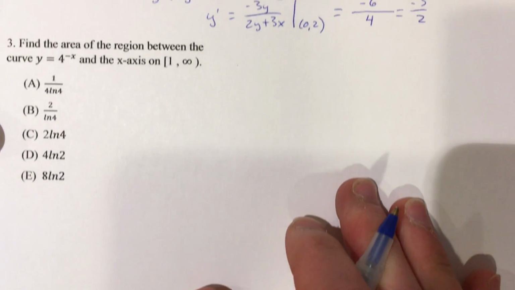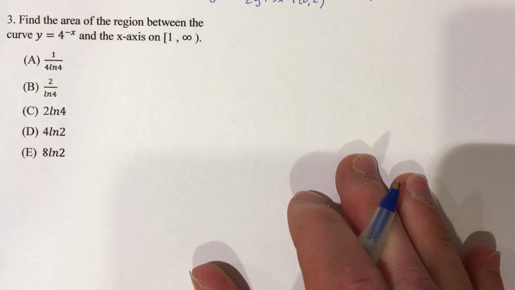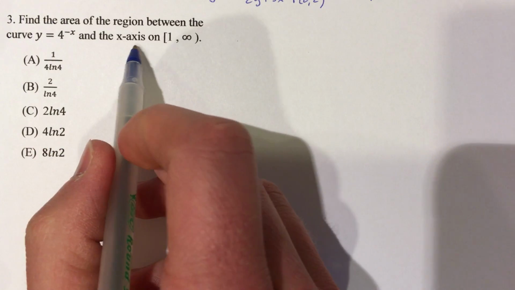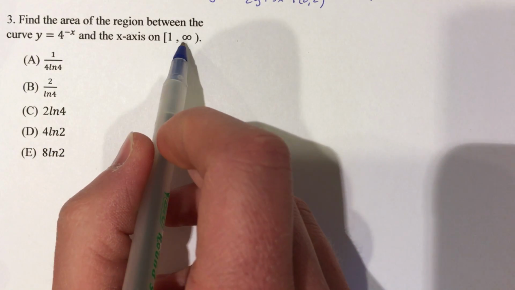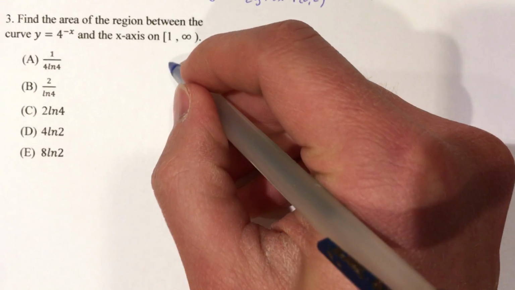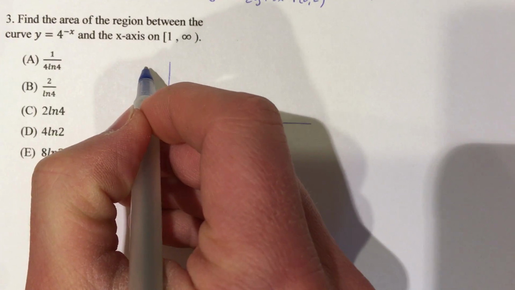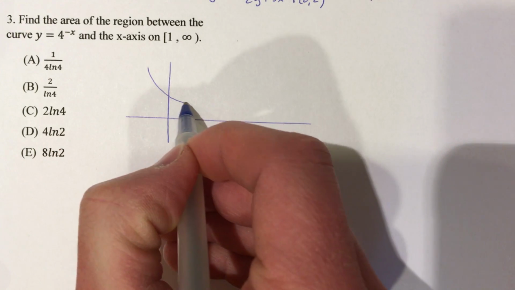Number 3. Find the area of the region between the curve y equals 4 to the negative x and the x-axis on the interval 1 to infinity. Now that's interesting. Looks like we have an infinite region. 4 to the negative x. It's going to look kind of like this.